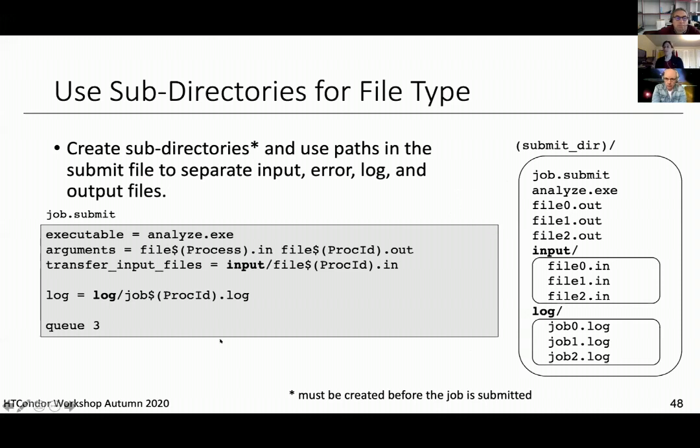You can also use subdirectories for files that are referred to in the submit file. So you can put your input files in a folder and use a path to refer to them. You can put log, error, and output files into their own directory. Again, just put the path in and they'll go there. This is super helpful because the error, log, and output files can really clutter up a directory. You can just tell them where to go.